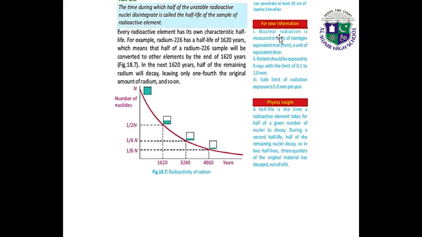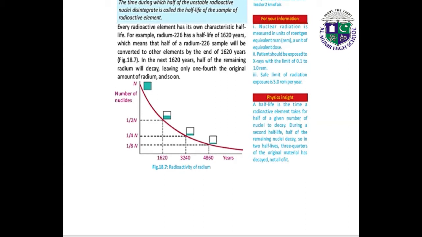For your information, nuclear radiation is measured in units of rem, Roentgen equivalent man, a unit of equivalent dose. A patient should be exposed to X-rays within the limit of 0.1 to 1.0 rem. The safe limit of radiation exposure is 5.0 rem per year. In physics insight, a half-life is the time a radioactive element takes for half of a given number of nuclei to decay.